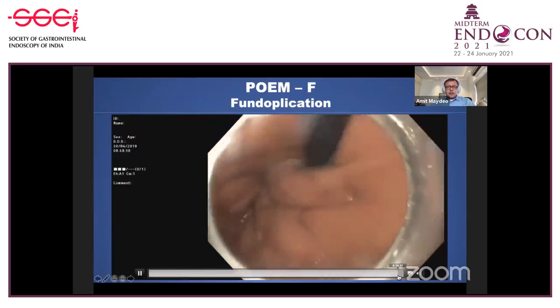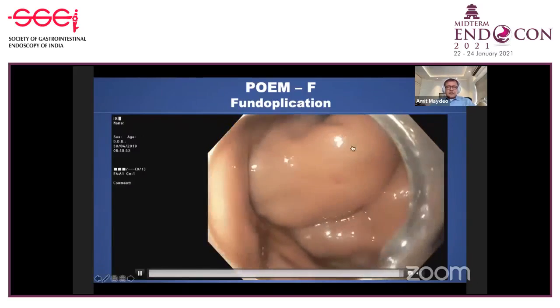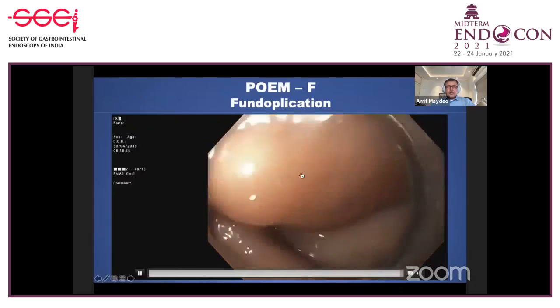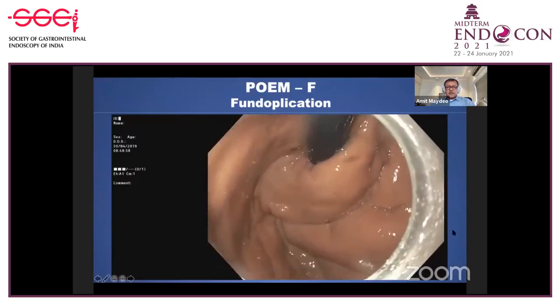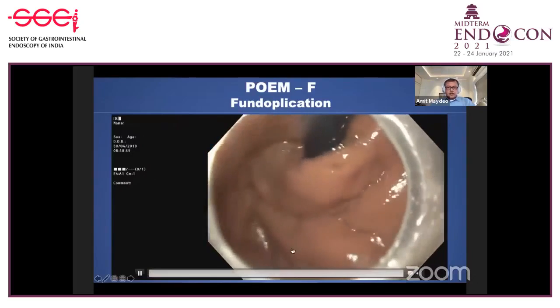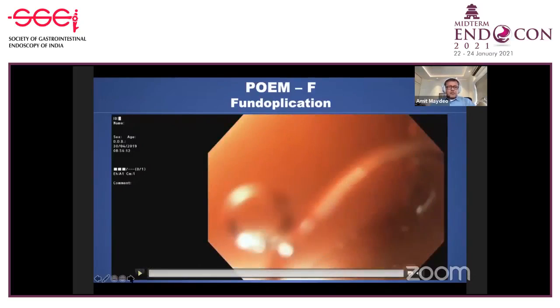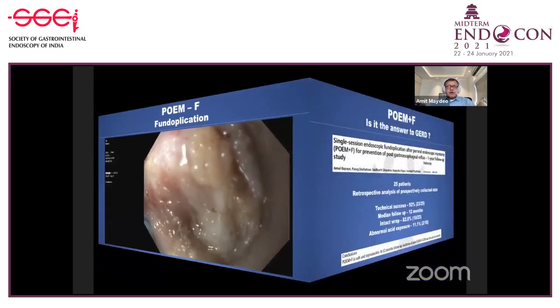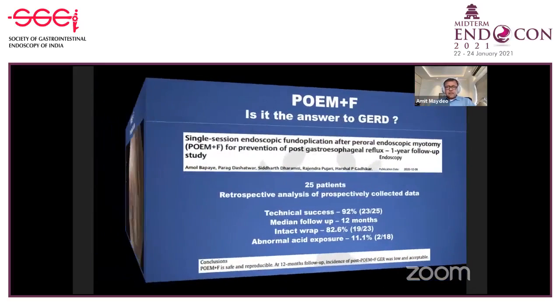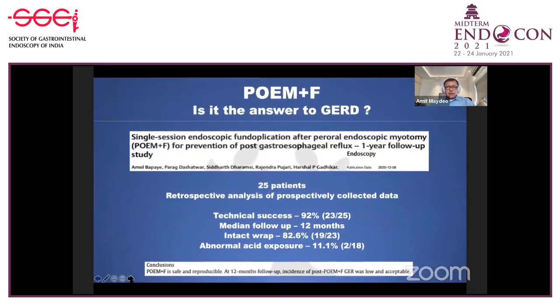And you see here now that once that fundoplication is created, this is how it looks. By putting a scope inside the lumen, you can actually see as if it looks like a surgically created Dor fundoplication. Well, endoscopists became extremely excited and they started feeling that now we have found a fantastic solution. In fact, if you see here, Dr. Amol Bapaye published this paper very, very recently in December itself, 2020.